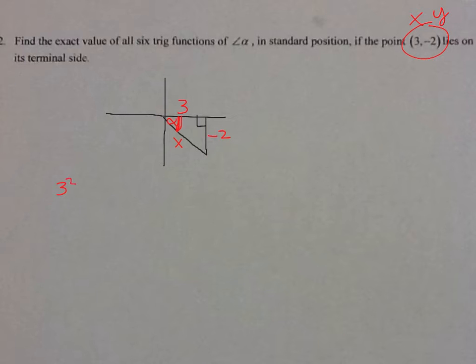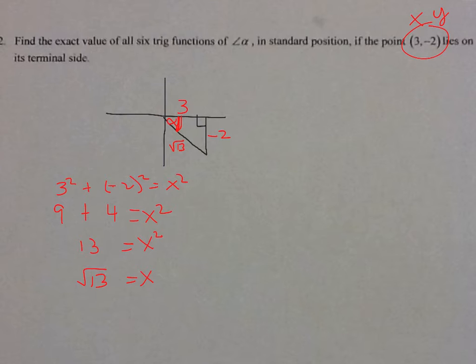So we'll do 3 squared plus negative 2 squared is equal to x squared. 9 plus 4 equals x squared. So x squared equals 13. Take the square root of both sides, we get the square root of 13. Square root of 13, and it's positive. Hypotenuse is always positive, never negative.